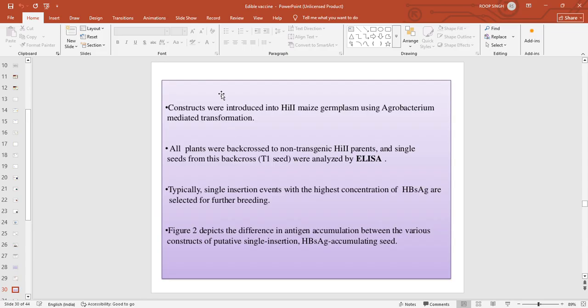These constructs were then introduced into maize germplasm using Agrobacterium-mediated transformation. All plants were backcrossed to non-transgenic HA2 parents, and single seeds from this backcross were analyzed by ELISA. Typically, the single insertion event with the highest concentration of HBsAg was selected for further breeding. So whichever plant revealed the highest concentration of HBsAg was selected for further breeding.